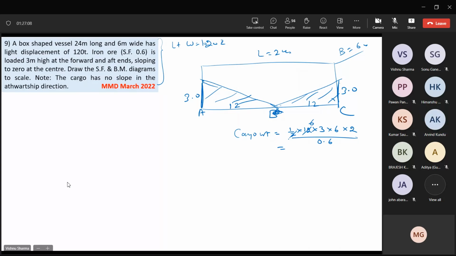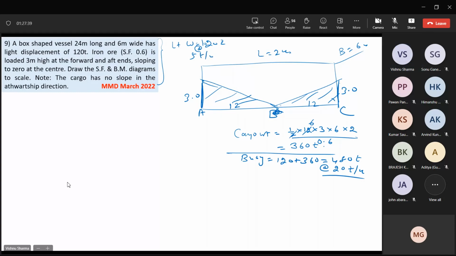Tons, sir. 360, is it? Yes, sir. Okay, so that gives us the buoyancy of 120 plus 360 equal to 480 tons, distributed over 24 meters at the rate of 20 tons per meter buoyancy. Light displacement 120 divided by 24 will be 5 tons per meter.